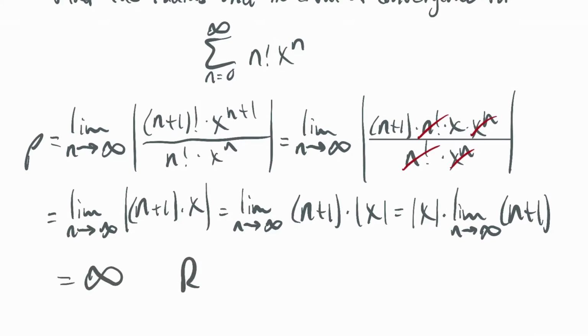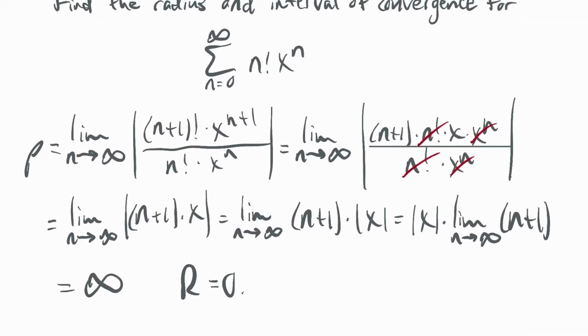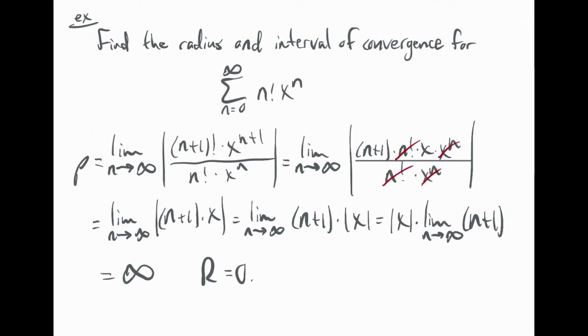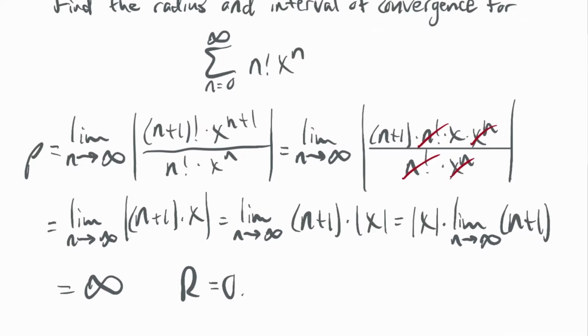So r equals 0. The radius of convergence is 0. We don't get convergence anywhere else. The rho is just infinity unless x is 0. So we also won't really refer to an interval of convergence because the radius is 0. So that's going to happen sometimes. That was the first bullet point where the radius is 0. So let's look at another example.